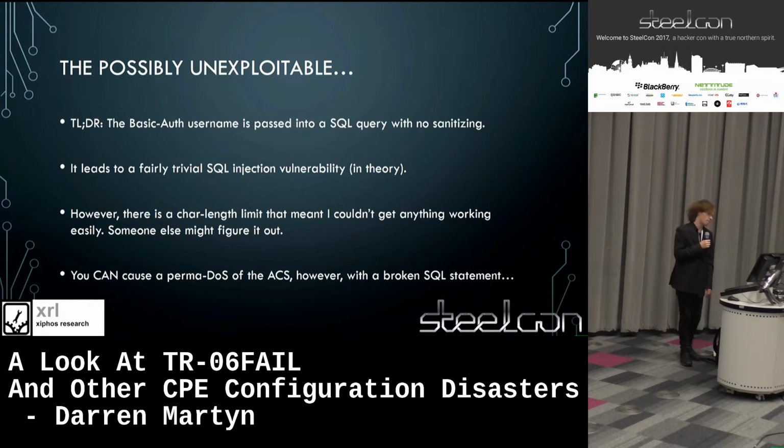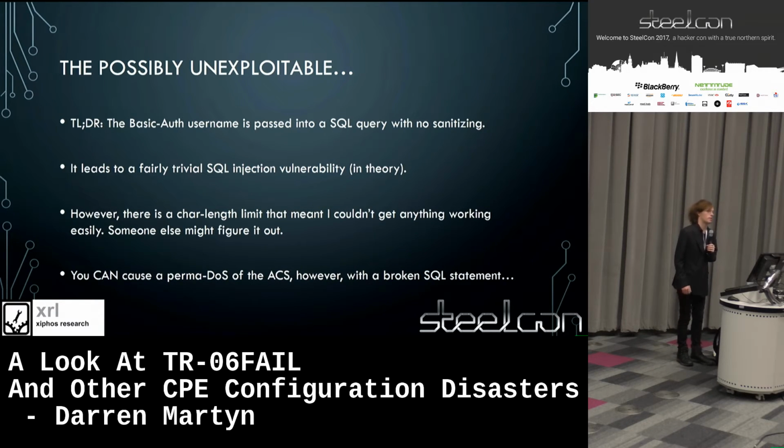So, yeah, some stuff happened. I stuck a single quote in. And it fell over, because the basic auth username goes into a SQL query with no sanitizing. And my SQL goes, no. No, mate. Not doing this.